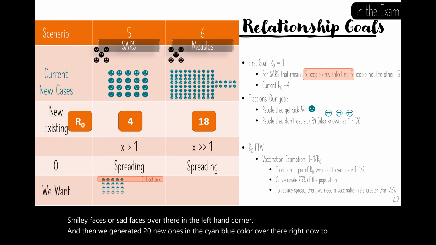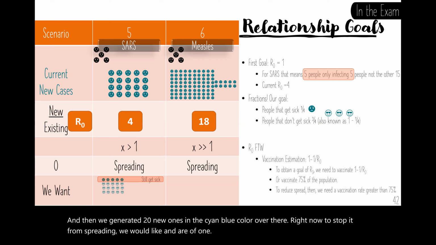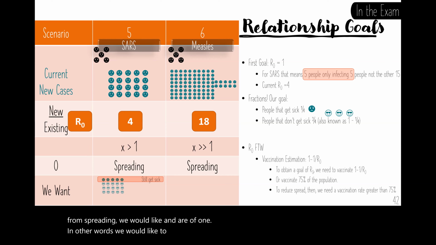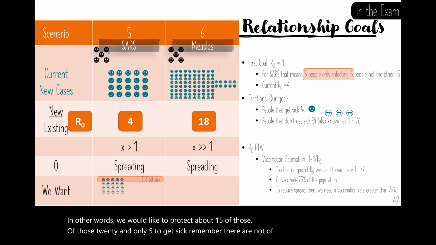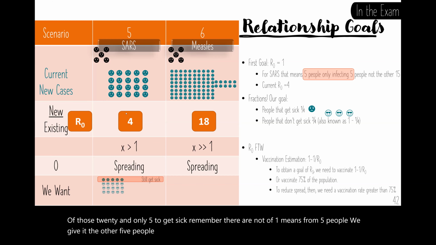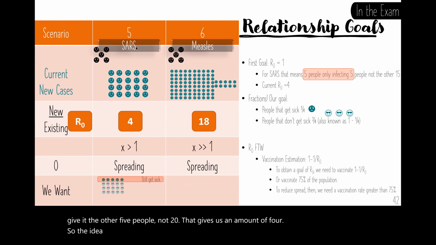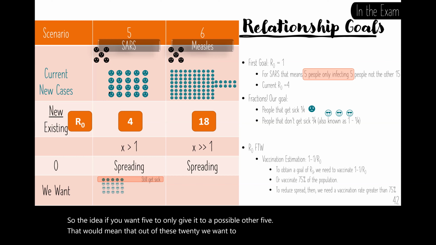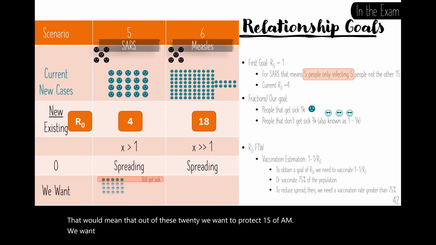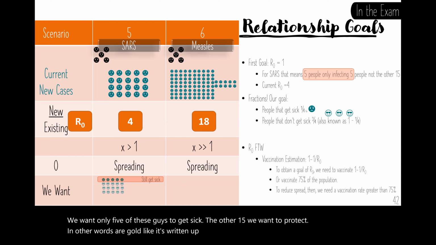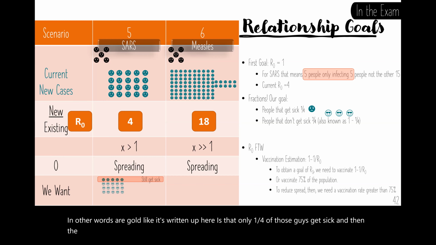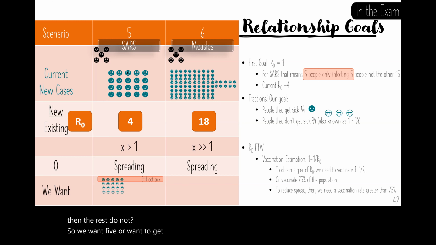Now to stop it from spreading, we would like an R naught of 1. In other words, we would like to protect about 15 of those 20 and only 5 to get sick. Remember that an R naught of 1 means from 5 people, we give it to other 5 people, not 20. That would be an R naught of 4. So if we want 5 to only give it to a possible other 5, that would mean that out of these 20, we want to protect 15 of them. We want only 5 of these guys to get sick. The other 15 we want to protect. In other words, our goal, like it's written up here, is that only 1/4 of those guys get sick, and then the rest do not. So we want 5 of them to get sick, not 20. So 5 get hit by the disease, the other 15 of them do not.